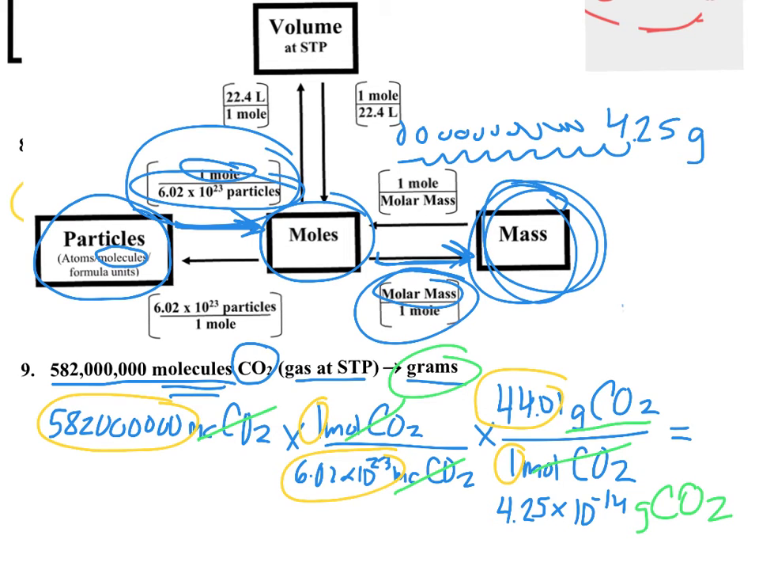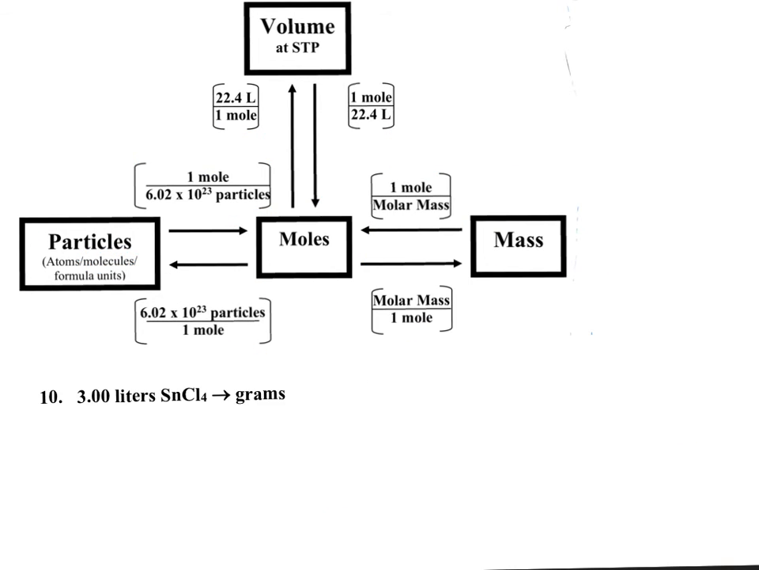But anyways, that ended up being your answer. 4.25 times 10 to the negative 14th grams of carbon dioxide, even with 582 million molecules of it. Incredible. All right, number 10, we've got 3 liters of tin fluoride. Yikes. And this is another error because tin fluoride technically wouldn't be a gas at STP. My apologies for the incorrect reality of it.